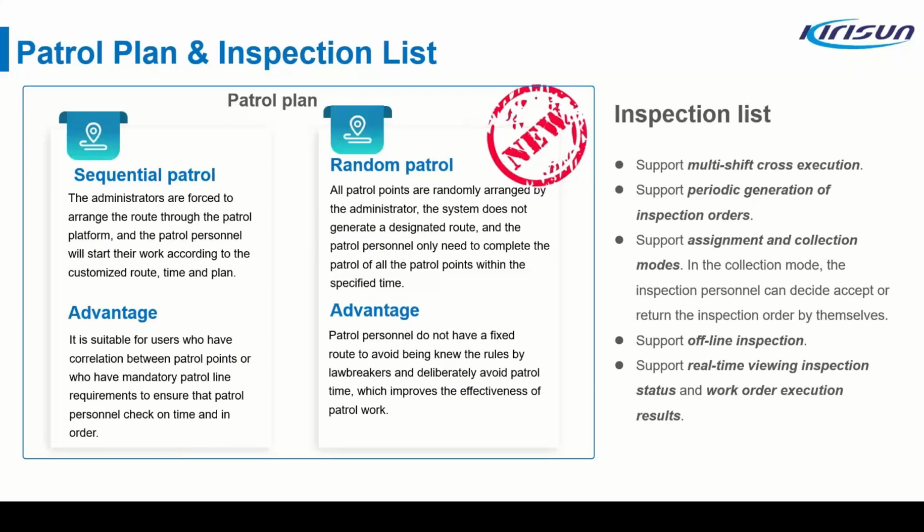And the inspection list will support the grab-order mode. In this mode, the inspection personnel can decide by themselves whether to accept the inspection order or not. For example, during a railway inspection, railway station A publishes an inspection order but doesn't know who is nearby. Then the personnel who are nearby station A can accept this order and report the event.